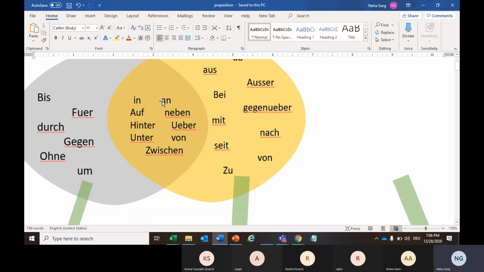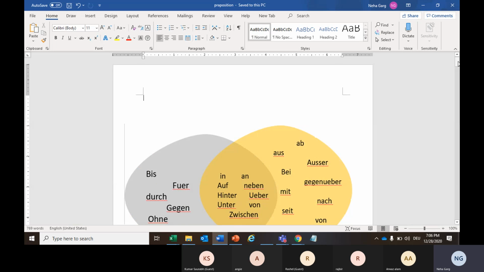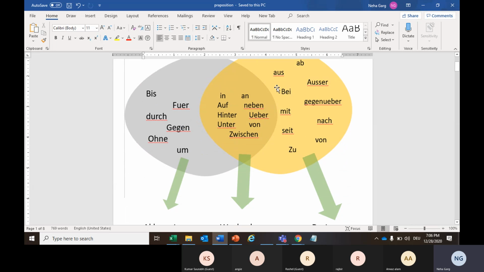Now, what is the basic difference between these vexel prepositions and these accusative and dative prepositions? These vexel prepositions can act as an accusative preposition, can work in accusative case, and can also work in dative case. So these are also known as two-way prepositions, but that differs case to case, like in which case they would be working as accusative and in which case as dative.